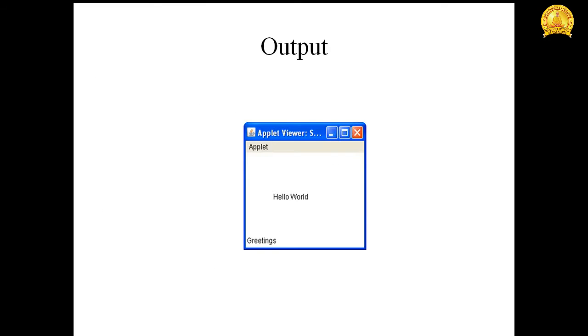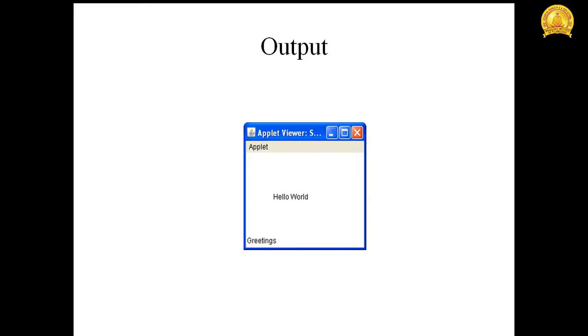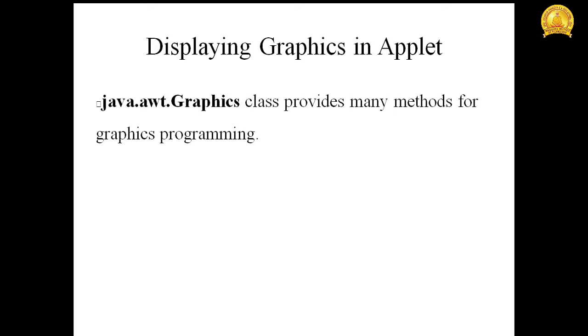This is how the output looks. The width of the applet window was 300 and the height is 200. You can see that Hello World is printed inside the body of the applet because Hello World has been printed using the drawString method, at a specified location. Whereas Greetings is the string that is displayed on the status bar, which is printed using the showStatus method. So this is how we display messages on an applet.